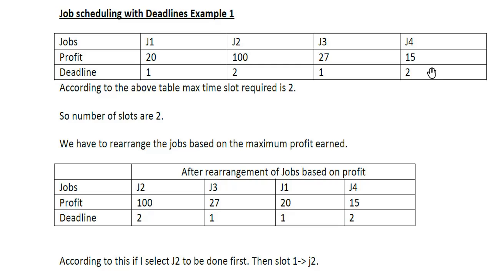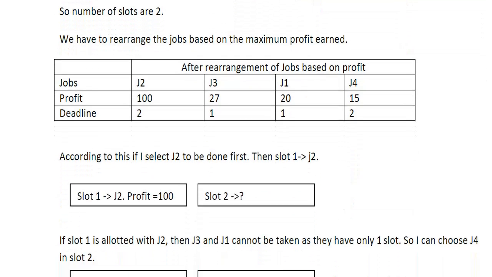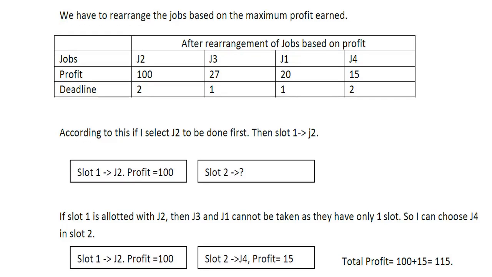Now we have to decide which job is to be assigned to slot 1 and which job to be assigned to slot 2. So the first step would be to rearrange the jobs based on the profit earned. After rearranging, we get this table, where maximum profit is given by executing job 2, so it comes first in the table. So job 2 followed by job 3 followed by job 1 and job 4. So now if we proceed with the greedy algorithm, we have the new table generated.